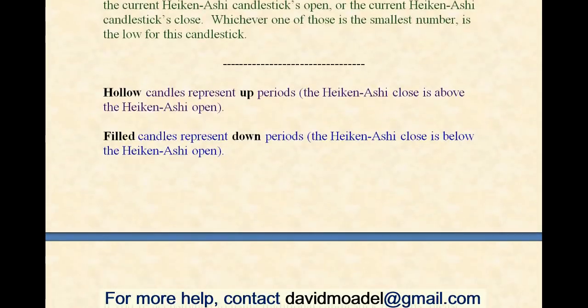Here's the next concept. Hollow candlesticks represent up periods. In other words, the Heikin Ashi close is above the Heikin Ashi open. Filled candles represent down periods. In other words, the Heikin Ashi close is below the Heikin Ashi open.